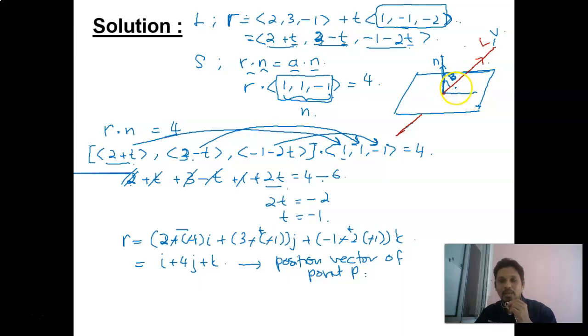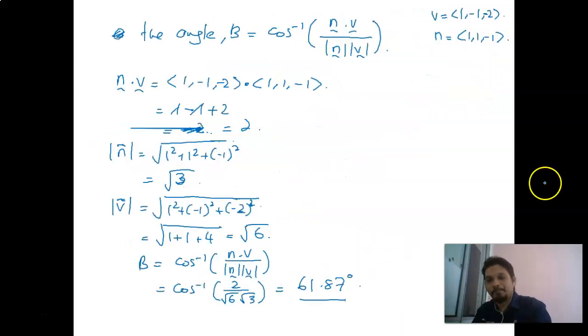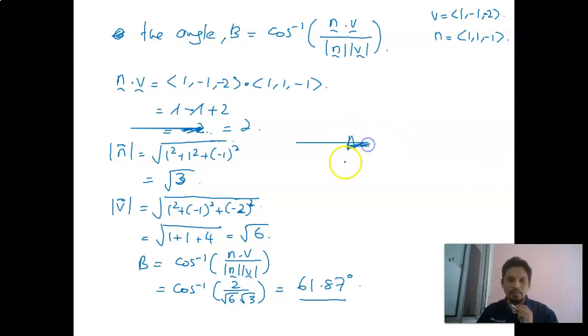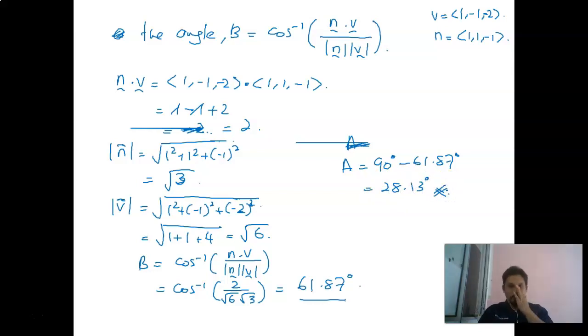So what we want here is the angle between the straight line and the surface of the plane, which is A. So then the angle that we're looking for here, the angle of A equal to 90 degree minus 61.87 degree equal to 28.13 degree.